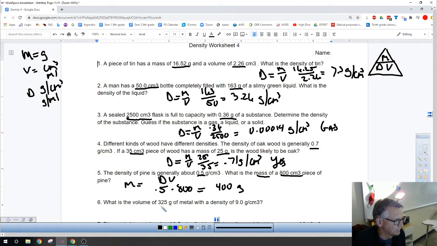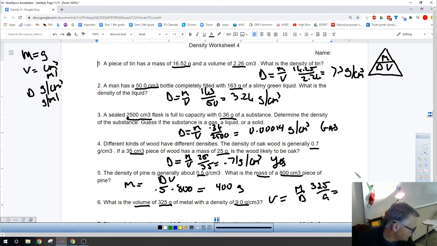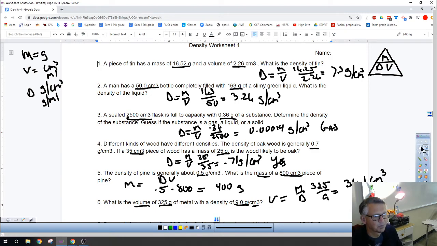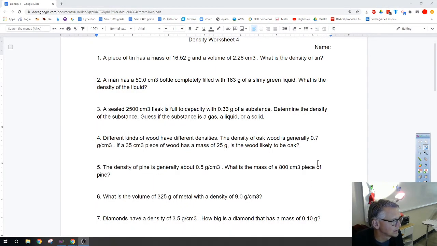Number 6, what is the volume? So we're looking for the volume of a 325 gram metal with a density of 9. If we cover up volume, volume is equal to mass divided by density. Our mass was 325 divided by our density, which was 9. And we should get an answer like 36.1. And we're looking for a volume, so our volume will be labeled in cubic centimeters. So that's number 6.